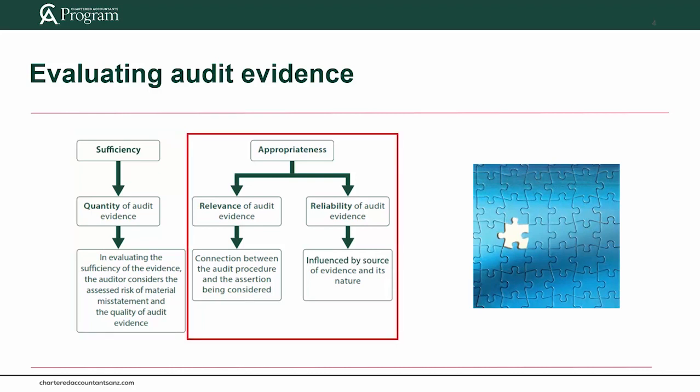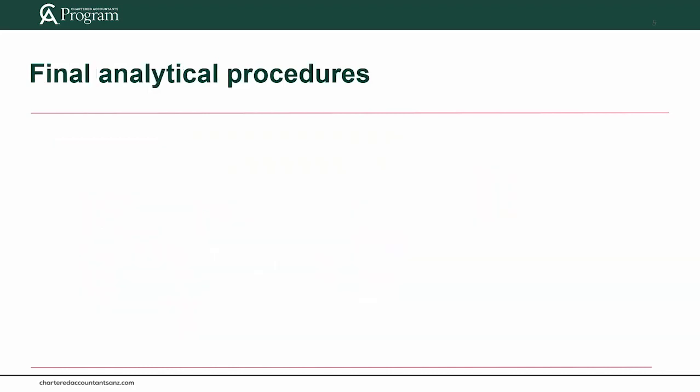Appropriateness is about the relevance and reliability of evidence. So, is the evidence what we actually need? And is it the right final piece of the puzzle? When we talk about reliability, think of it like if we're auditing the existence of inventory, are we relying solely on verbal confirmation from management, or have we attended a stock take ourselves?